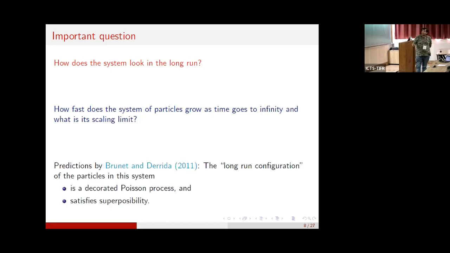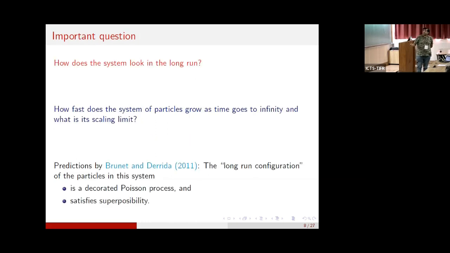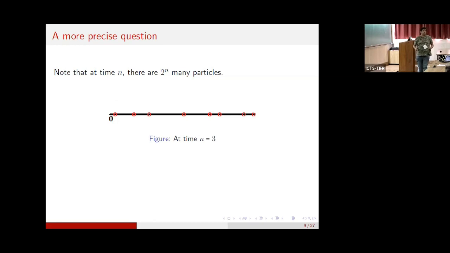And this was the prediction given by Eric Brunet and Bernard Derrida in 2021. They said that the long run configuration of the particles in the system is a decorated Poisson process. And they also said that this long run configuration actually satisfies a symmetry relation called superposability. I'm going to tell you what it is in the end, in this particular context. Anyway, instead of asking these vague questions, let's ask a very precise question.